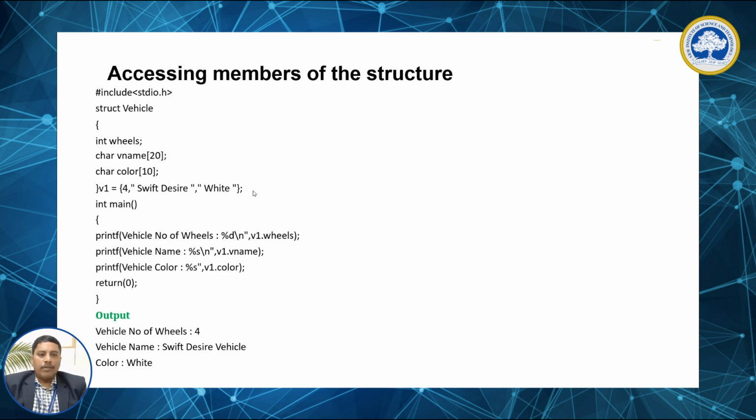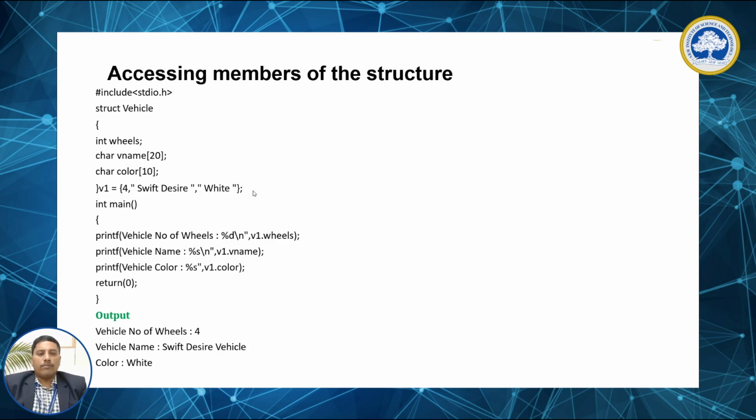This is an example of accessing the members of a structure. Let's consider I created a structure named vehicle, which contains three members: wheels, vehicle name, and colors. Here vehicle name and colors are character arrays. After that I created a variable for the structure vehicle, that is v1. In it I assigned the values: wheels is 4, vehicle name is Swift Design, and color is white. I initialized these in the structure variable.